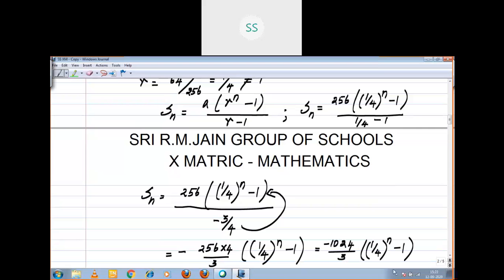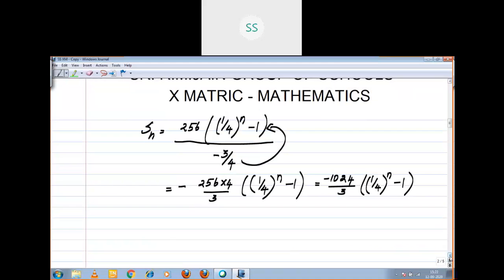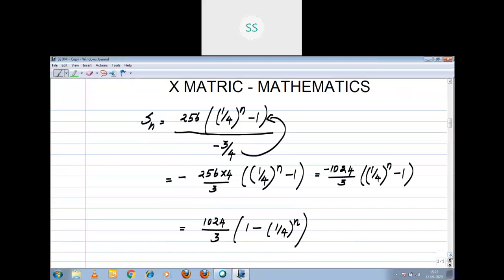Now into 1 by 4 the whole power n minus 1. Then you have to take minus as common, as we did in the previous problem, which is equal to 1024 divided by 3 into 1 minus 1 by 4 the whole power n. Got it children? Now I am going to move to question number 2.